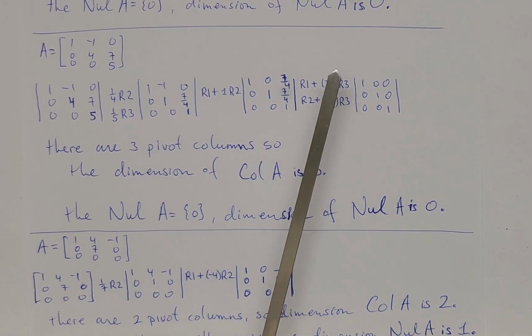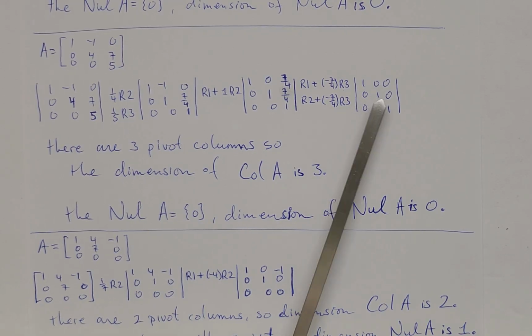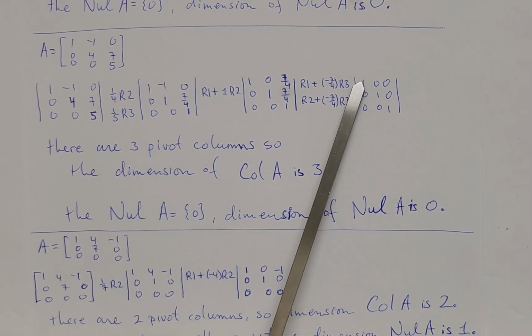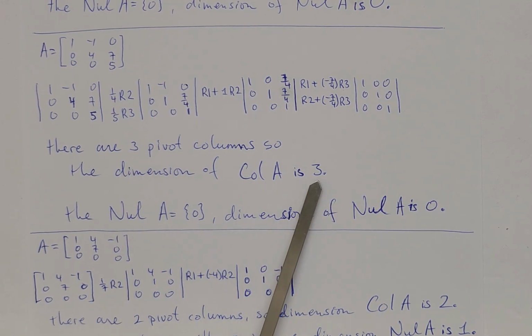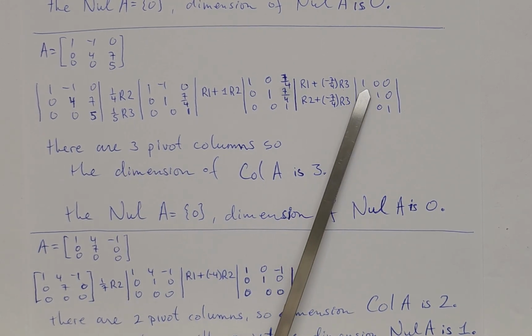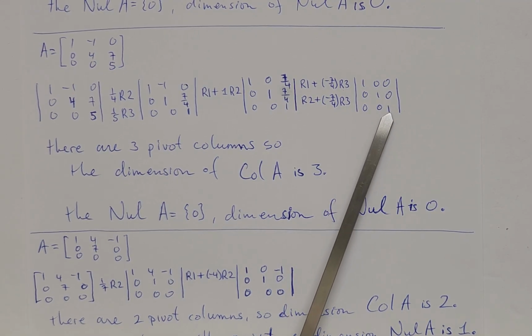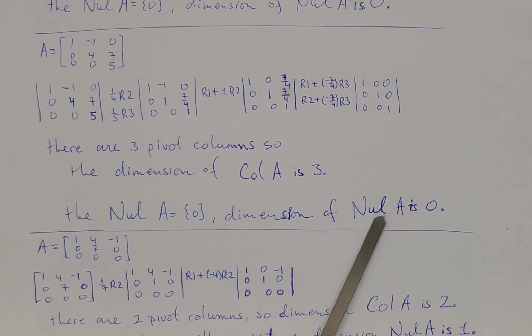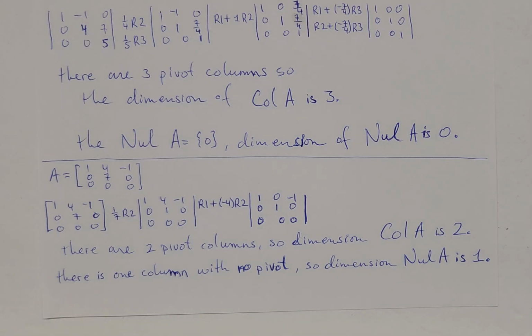Okay, so one more time. Here I have a pivot position. Since I have 3 pivot positions, the dimension of column A is 3. This is not a 0. This is not a 0. This is not a 0. So none of these are 0. So the dimension of null A is 0. Next, the last example. Same procedure.